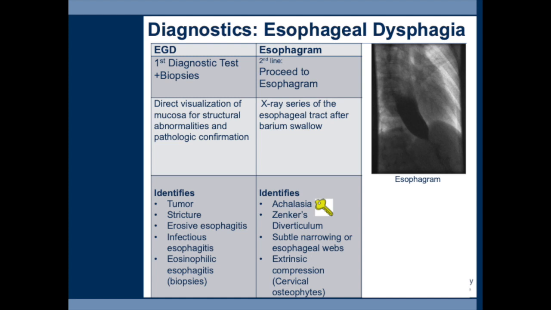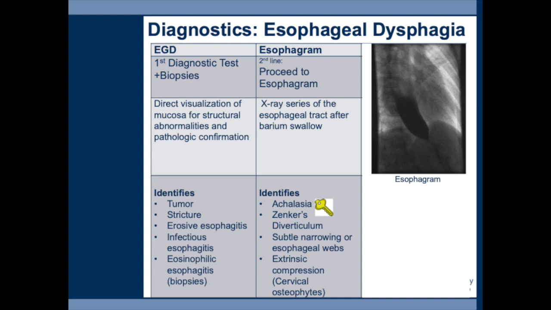Importantly, an esophagram may help us identify common causes for esophageal dysphagia that could be missed on an EGD. This includes things like achalasia, which may be suggested on an EGD given increased pressure at the lower esophageal sphincter when traversing with the scope. However, an esophagram would add further diagnostic weight to the diagnosis of achalasia with the classic bird beak image, as seen here on the right.